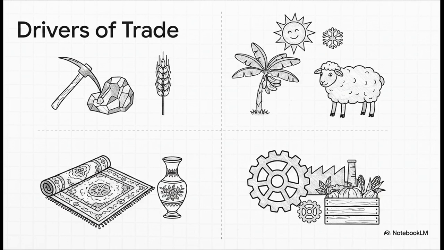A country's underlying geology dictates its mineral wealth. Climate dictates agriculture. You can really only grow cocoa or bananas in the tropics, while producing wool requires much colder regions. Add in specialized cultural expertise, like crafting prized Iranian carpets, and varying stages of economic development, and you get a very clear picture. No single country has it all. We literally have to rely on each other.